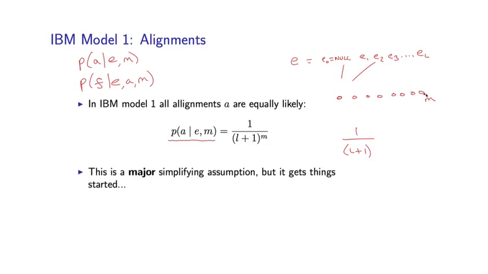And I have M French words to choose, so the overall probability is just going to be 1 over L+1 to the M. So again, this is just assuming that every possible alignment is equally likely. It's the dumbest possible model. It's a major simplifying assumption, but it gets things started. It will get us off the ground.